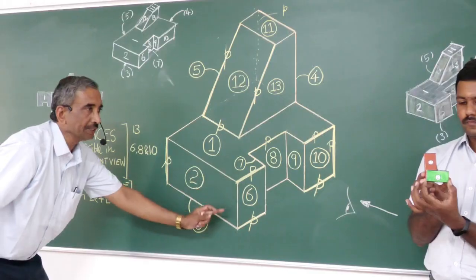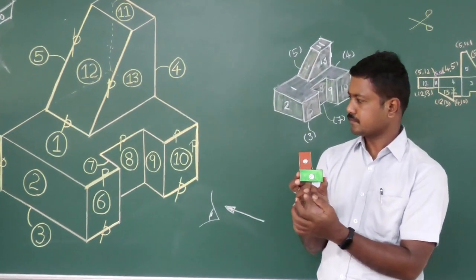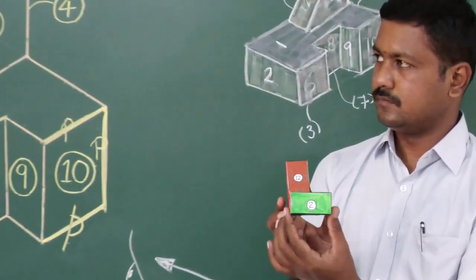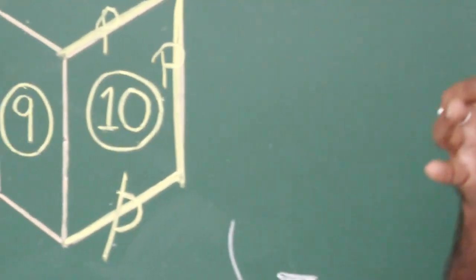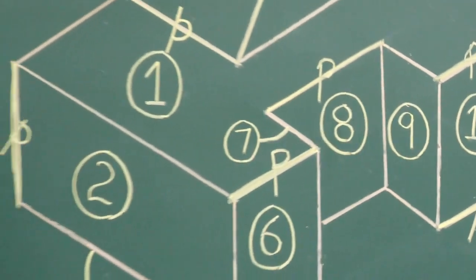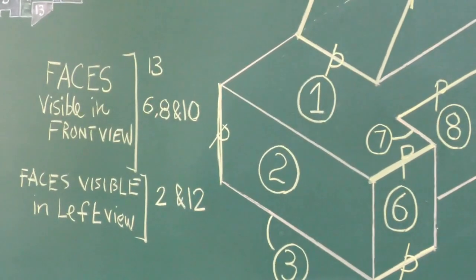This is face 2, sir. Face 2 is seen. Very good. Then you also have a slant face that is visible. So that is face number 12. Faces 2 and 12 are the only two faces which are visible in the left side view.